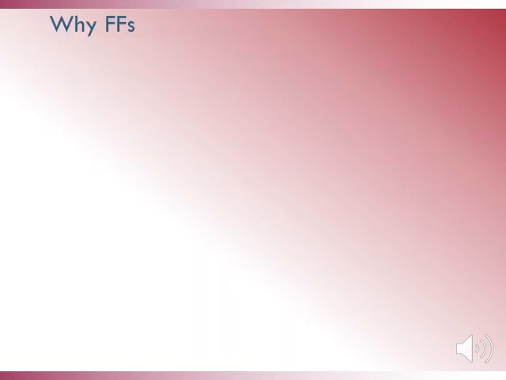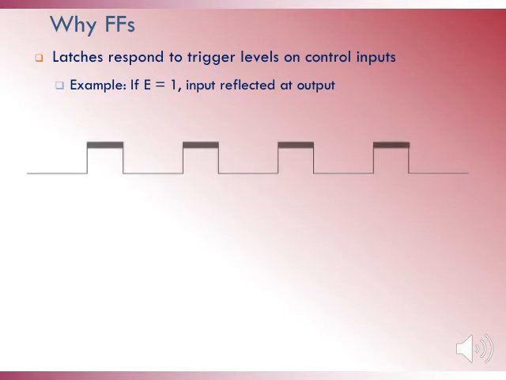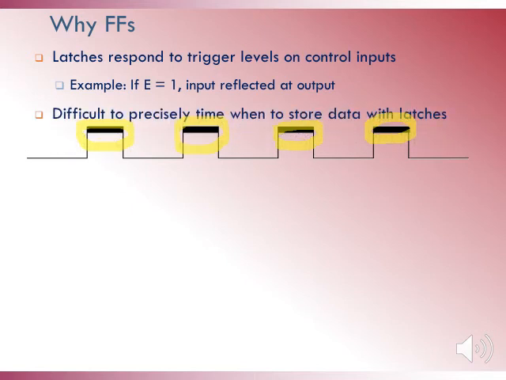Till now, we have seen the operation of different types of latches. The question arises then, why do we require flip-flops? Latches basically respond to the trigger levels on the control inputs. For example, if the control input E equals 1, the input gets reflected at the output. Here, we are considering the waveform for the control signal and we have identified the positive levels of that control input signal. So, it becomes very difficult for us to precisely time when to store the data with latches.